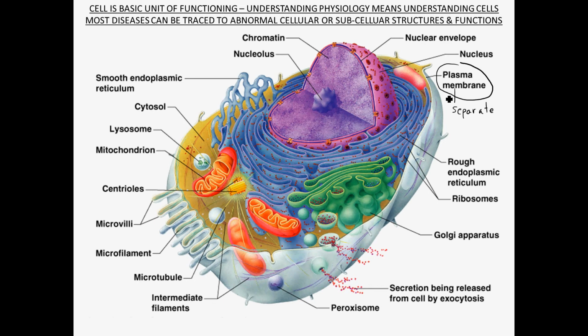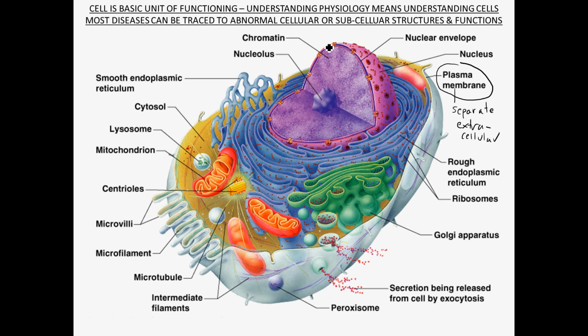And so this cell membrane is going to separate the extracellular fluid, the extracellular area, from the intracellular area that is within, or inside. So this plasma membrane separates outside the cell from inside the cell.